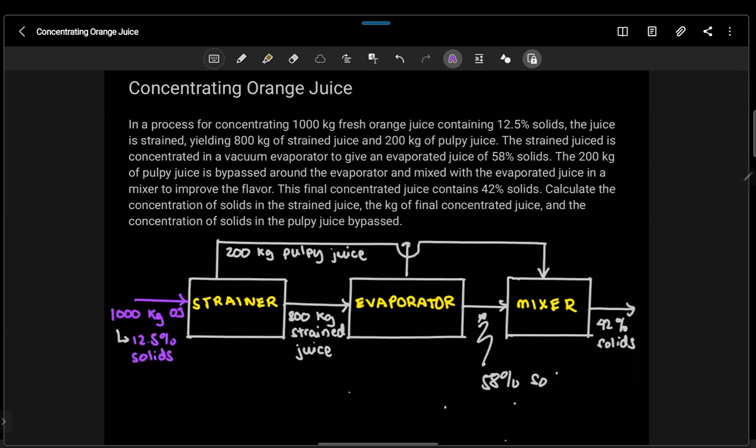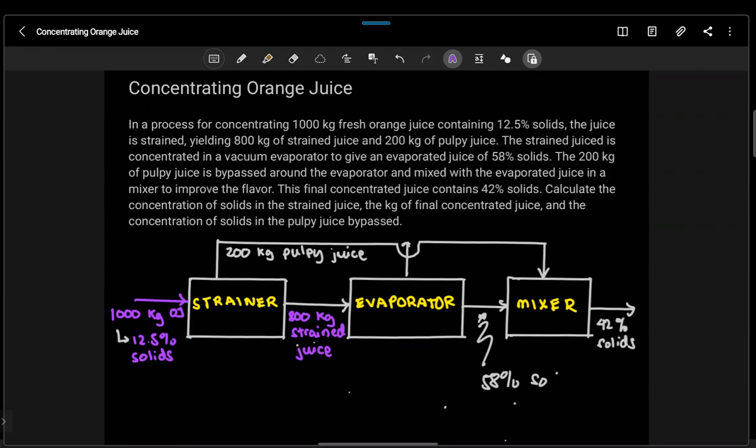Okay? So what will happen here is that we will strain this fresh orange juice using a strainer. Okay? And then, ang mangyayari is that it will yield 800 kilogram of strained juice. Now, yung 800 kilogram na strained juice na yan ay pupunta dito sa evaporator. Okay? And in the evaporator, di ba, ang evaporator ay isang unit procedure that can concentrate a certain dilute solution. So you will expect that after evaporation, magkakaroon ng concentrated tayo na orange juice.